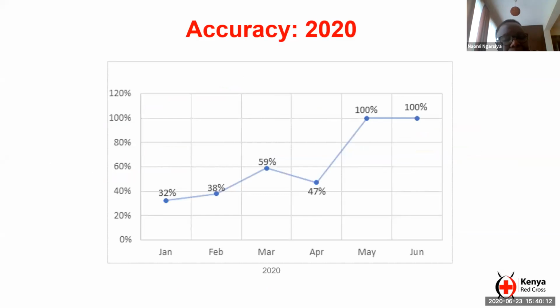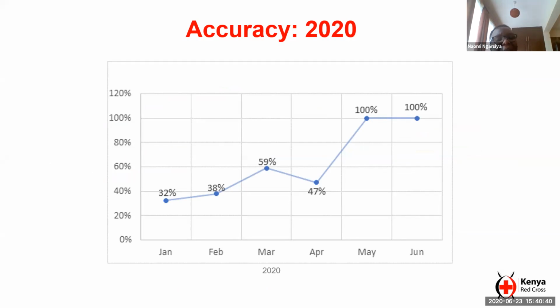The other issue is about accuracy, and COVID-19 has given us challenges, not only as a country, but even at the community level. You find that the volunteers have not been able to participate fully in the COVID response because of the current situation. You should keep your distance. You should not visit closed households. So the volunteers also got scared, and they reduced the number of community educations as well as the household visits.